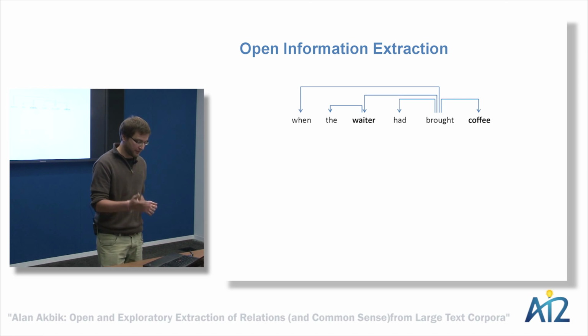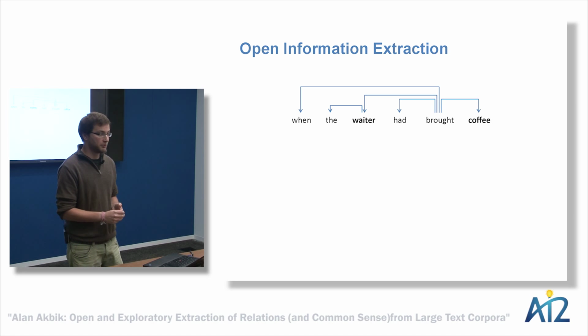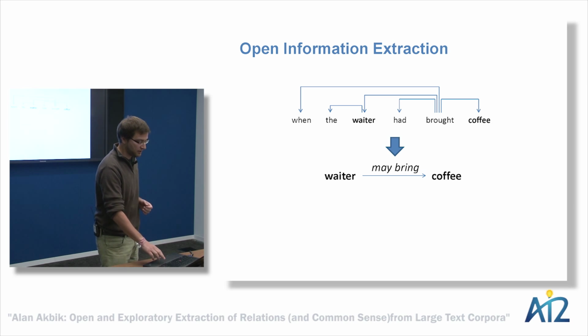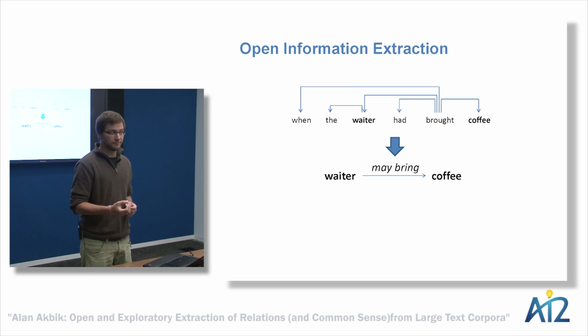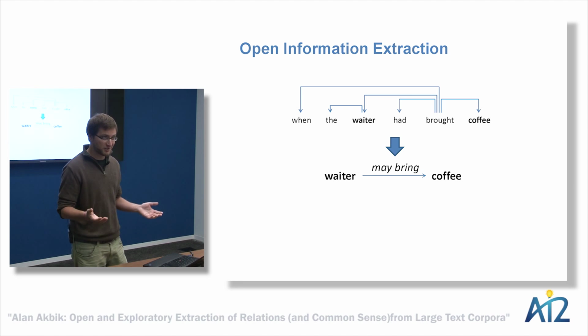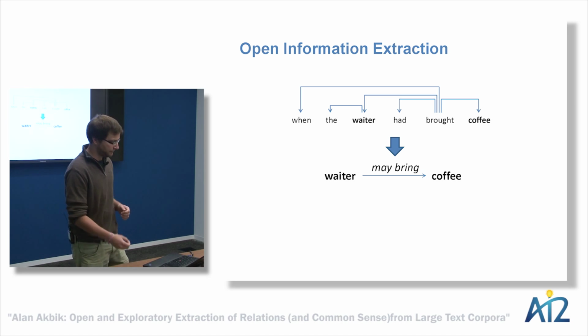So basically, with open information extraction, we go through a bunch of sentences, such as: when a waiter had brought coffee. We use OpenIE, but only on non-proper nouns. So basically, if we see a sentence like this, what we learn is that it is possible that a waiter may bring coffee. If we see this once, then it's possible. If we see this many, many different times, we might even say that this is typical, right?